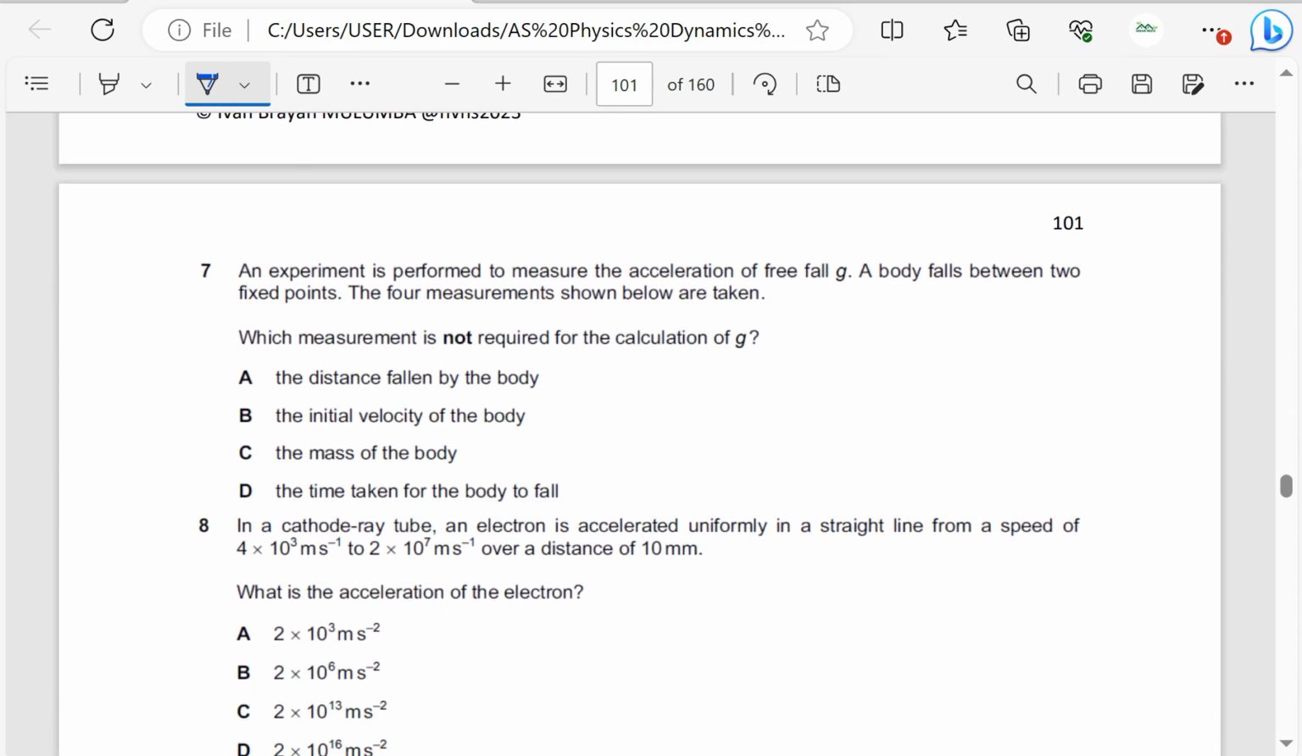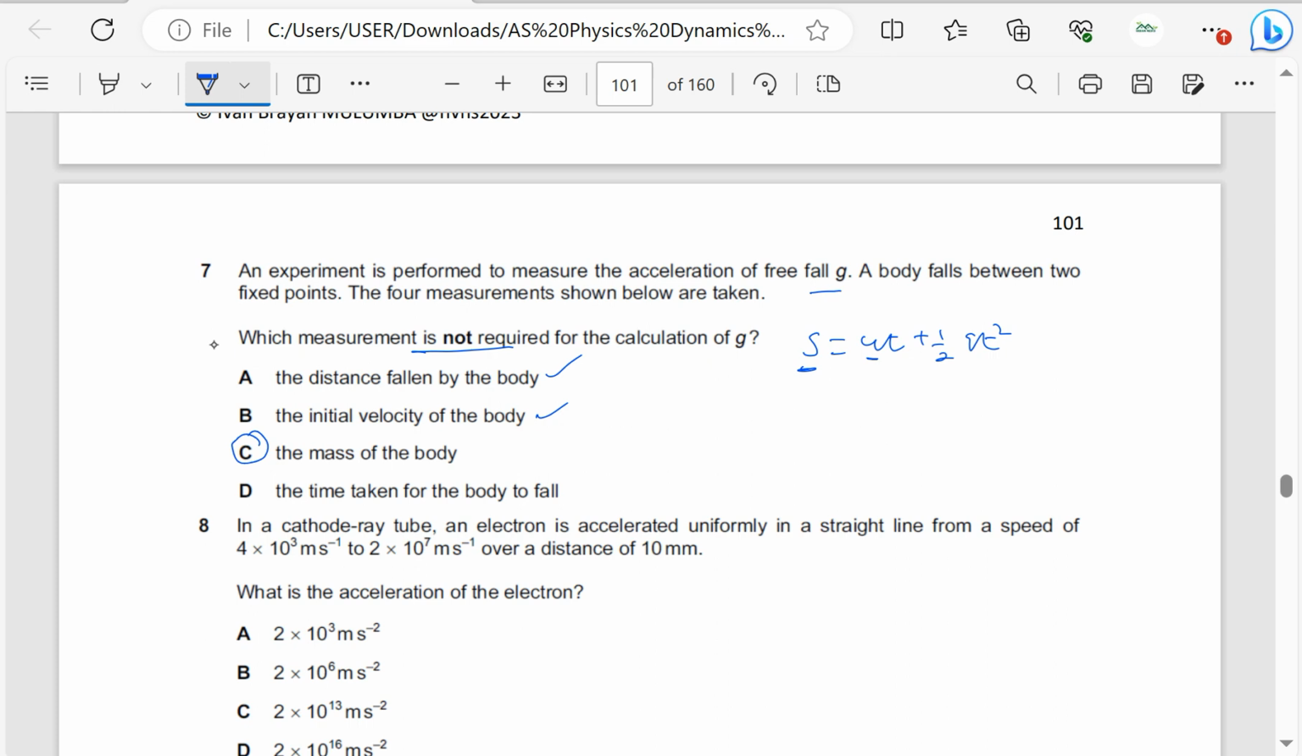An experiment is performed to measure the acceleration of free fall g. A body falls between two fixed points. The four measurements shown below are taken. Which measurement is not required for the calculation of g? Okay, so we can think of a simple equation: s equals ut plus a half at squared. We want to find g, so we may need to find s, the distance falling through, that is fine. We may need the initial velocity u, that is fine. In this equation, there is no mass, so the answer is C.